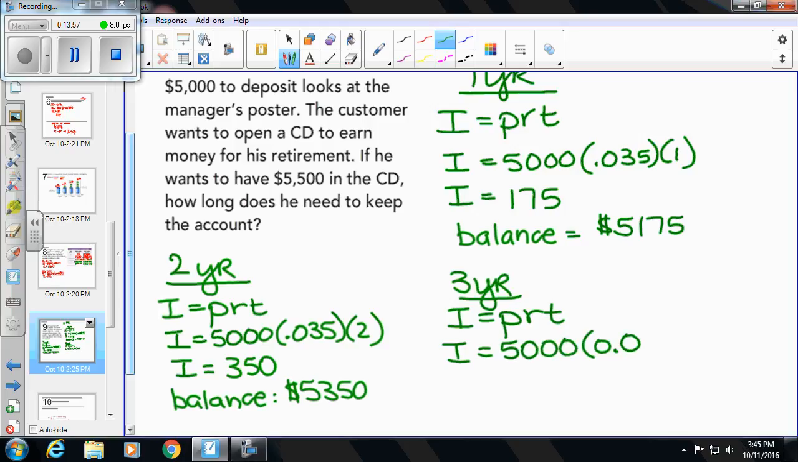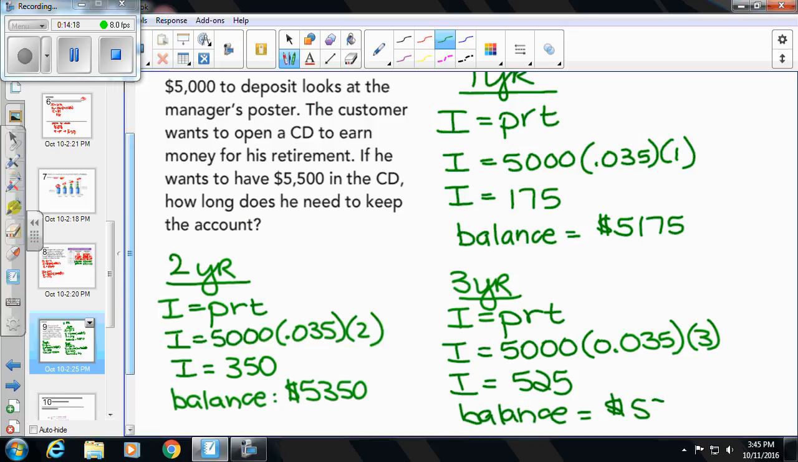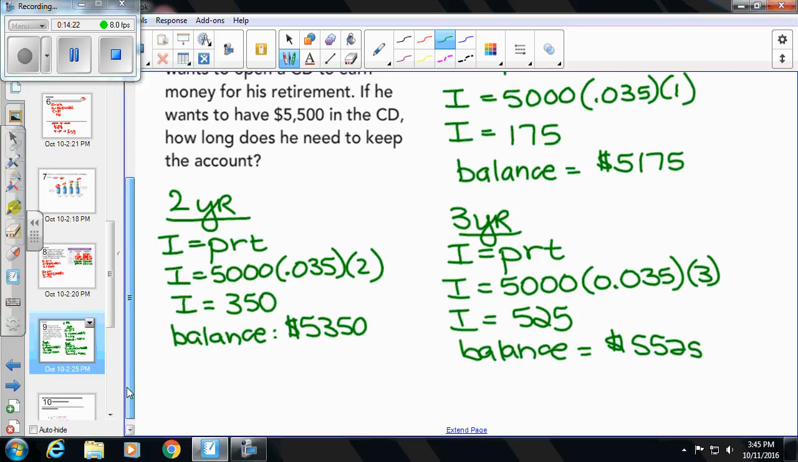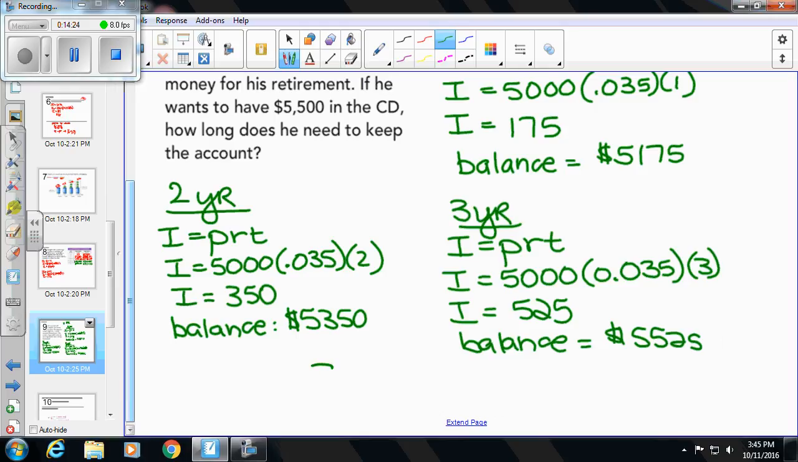Still keeping the numbers the same. And now we're at 3 years for time. When I do the math, I get 525, and bingo, finally. My balance now is $5,525. So how long did it take me? It took me 3 years.